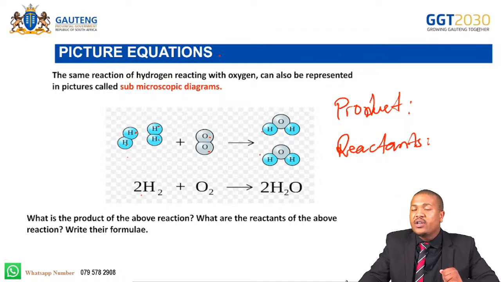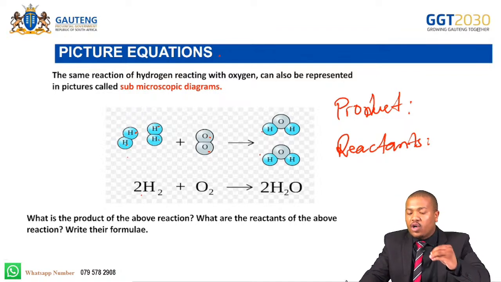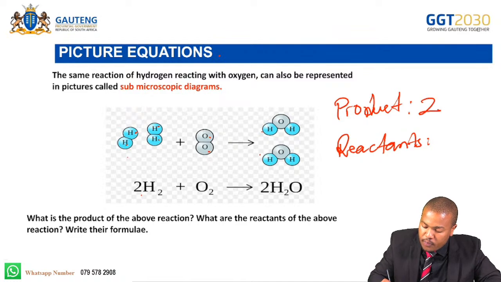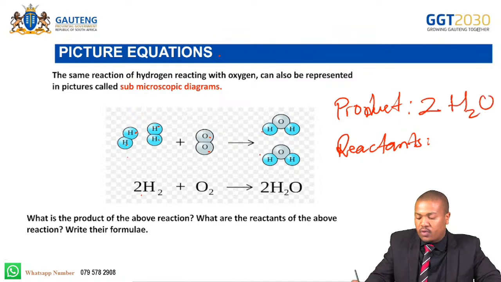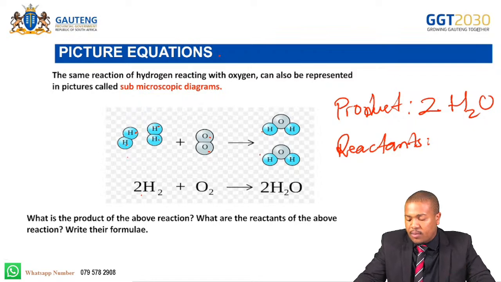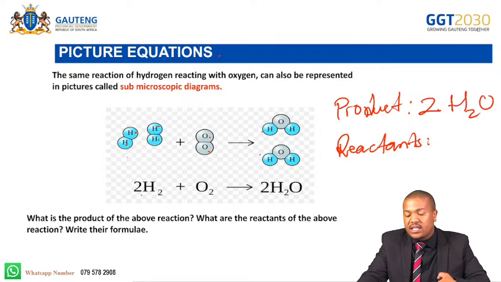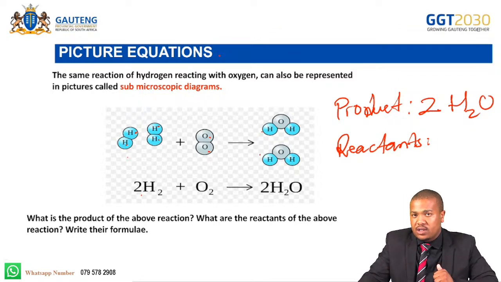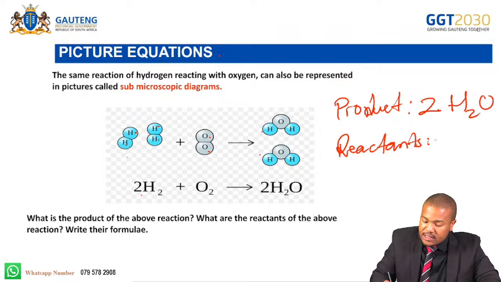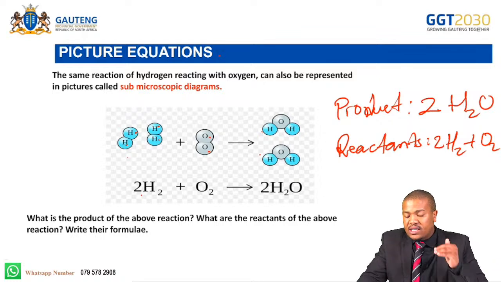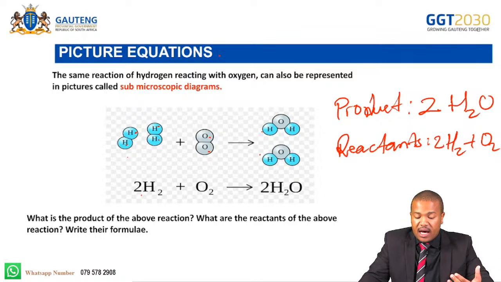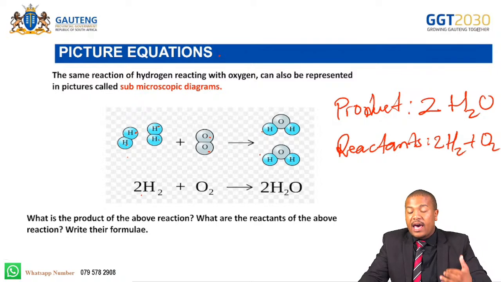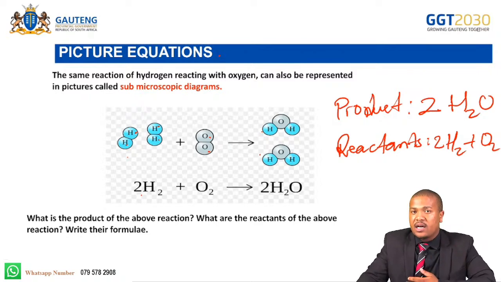So the product now, it is two water molecules, 2H2O. So the H2O is one water molecule. Now the 2H2O means that there are two water molecules. Then the reactants, it is four hydrogens, 2H2 plus O2. So these are the reactants of this chemical reaction, and this is the product of this chemical reaction.